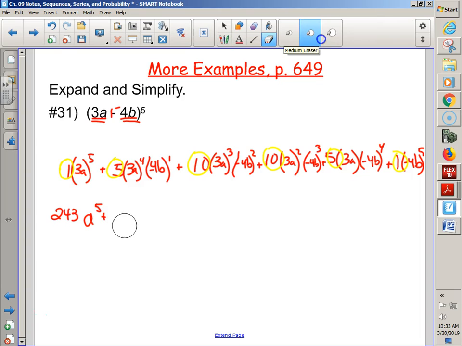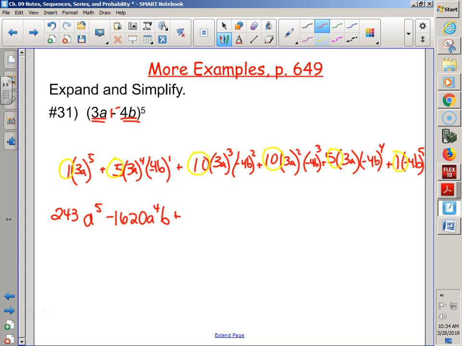And actually, the next one's not even going to be a plus. Why is the next one going to be a minus? When you do 5 times 3 to the 4th times negative 4, it's going to be a negative number, negative 620, a to the 4th b. Now, was the 5 important? Yeah, he had to get multiplied by 3 to the 4th and negative 4, but at the end, you're not going to see him. He's in there, but he's going to be hard to see.